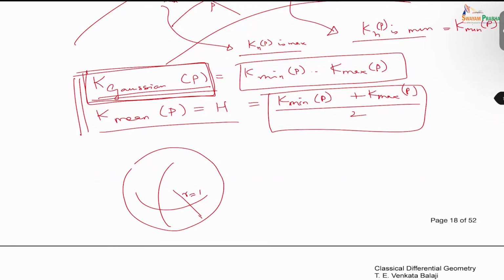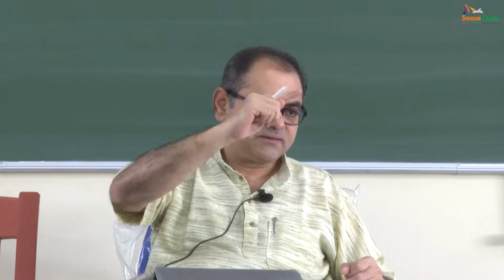Then you take any point. At any point, if you draw any great circle on that, you will get maximum curvature only for the great circles. Not for circles that go out like this. To draw curves on the sphere, you could as well draw circles.